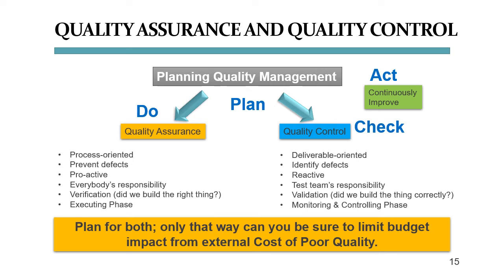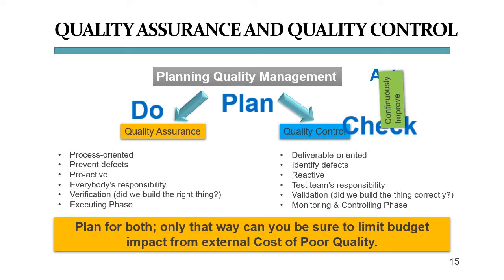Now if we superimpose on this the famous 4 steps of Edward Deming's quality model, plan, do, check, act, then plan goes with planning quality, do goes with quality assurance, because you're monitoring how you execute your project. Check goes with quality control, because this is where you check your deliverable. And act goes with continuous improvement.